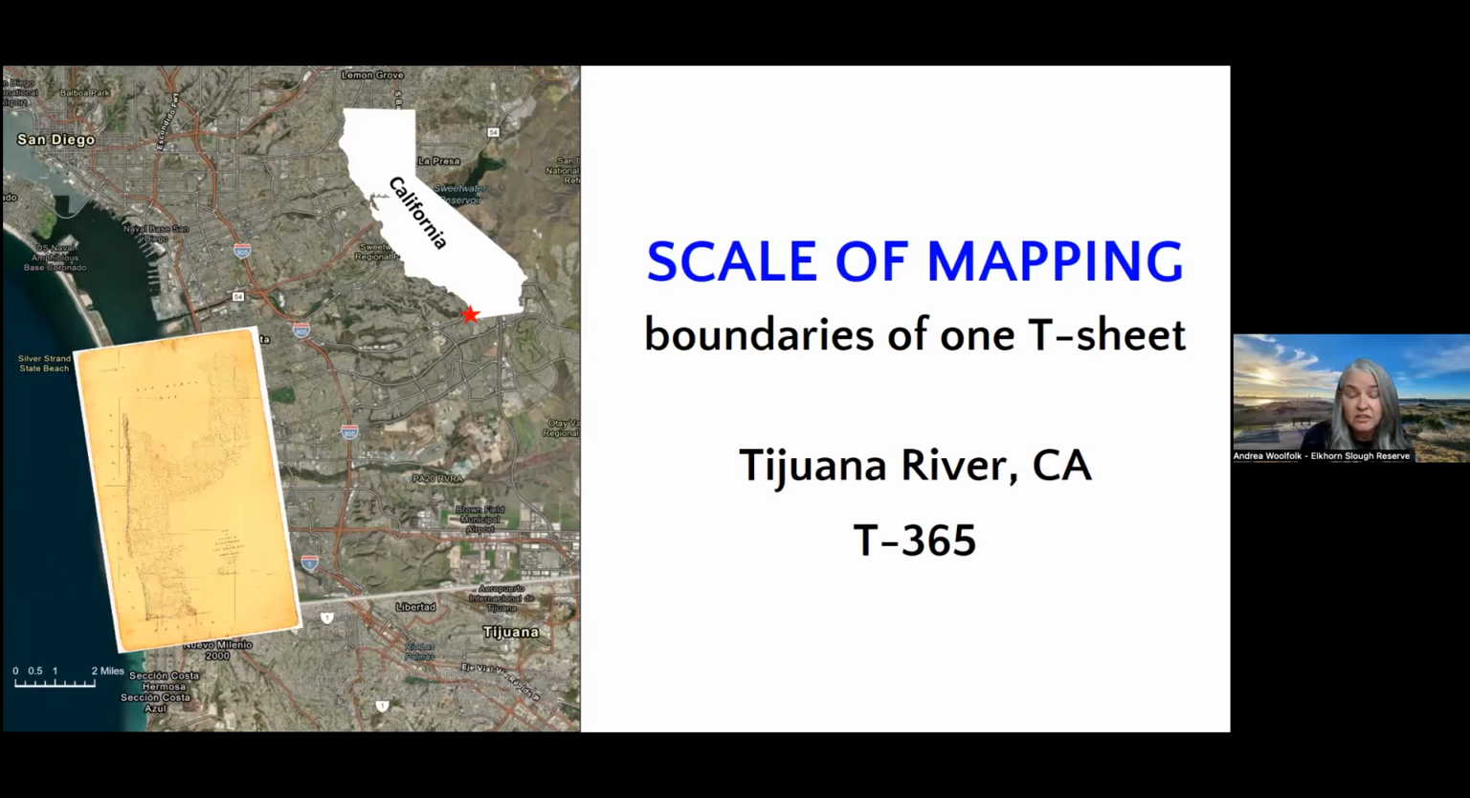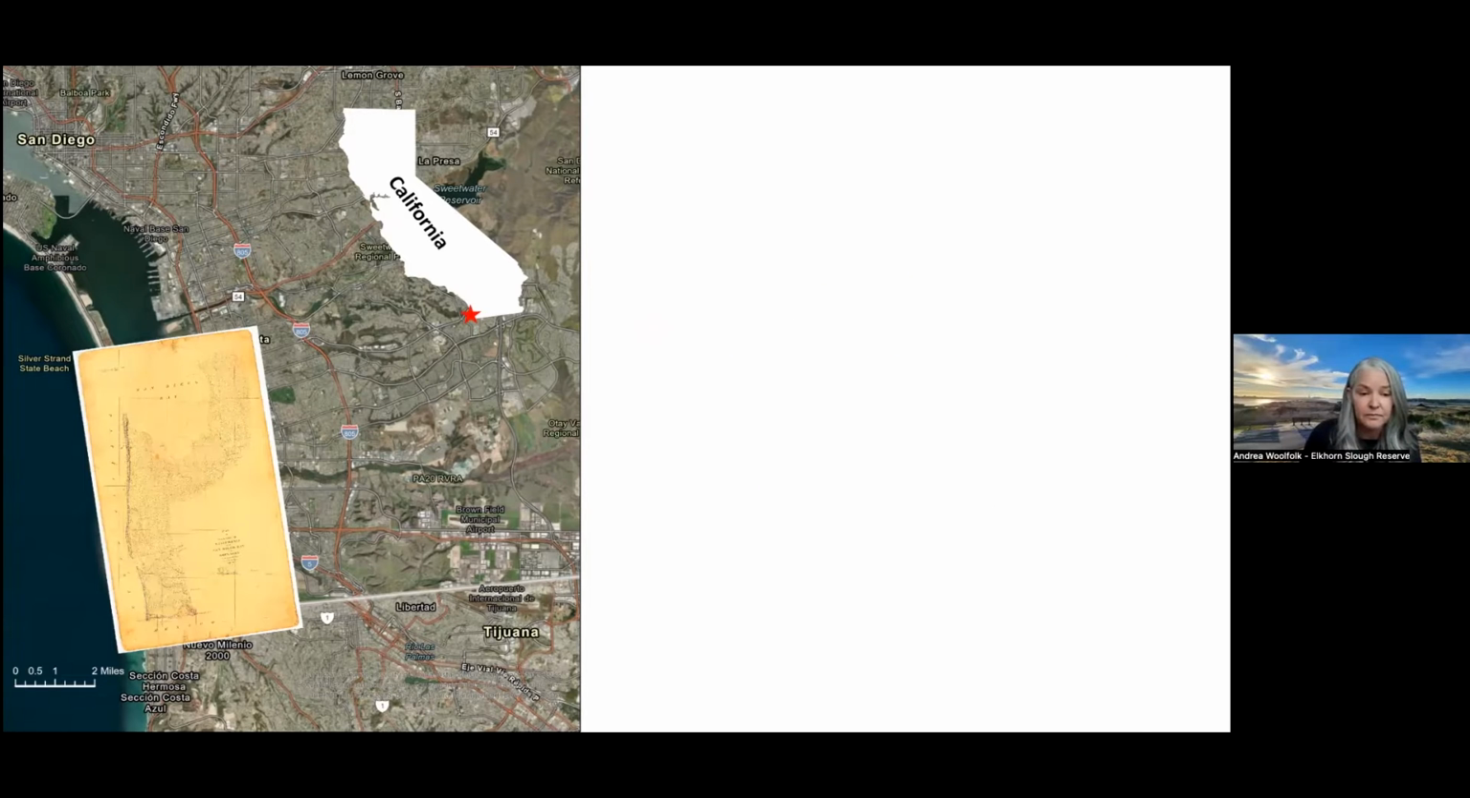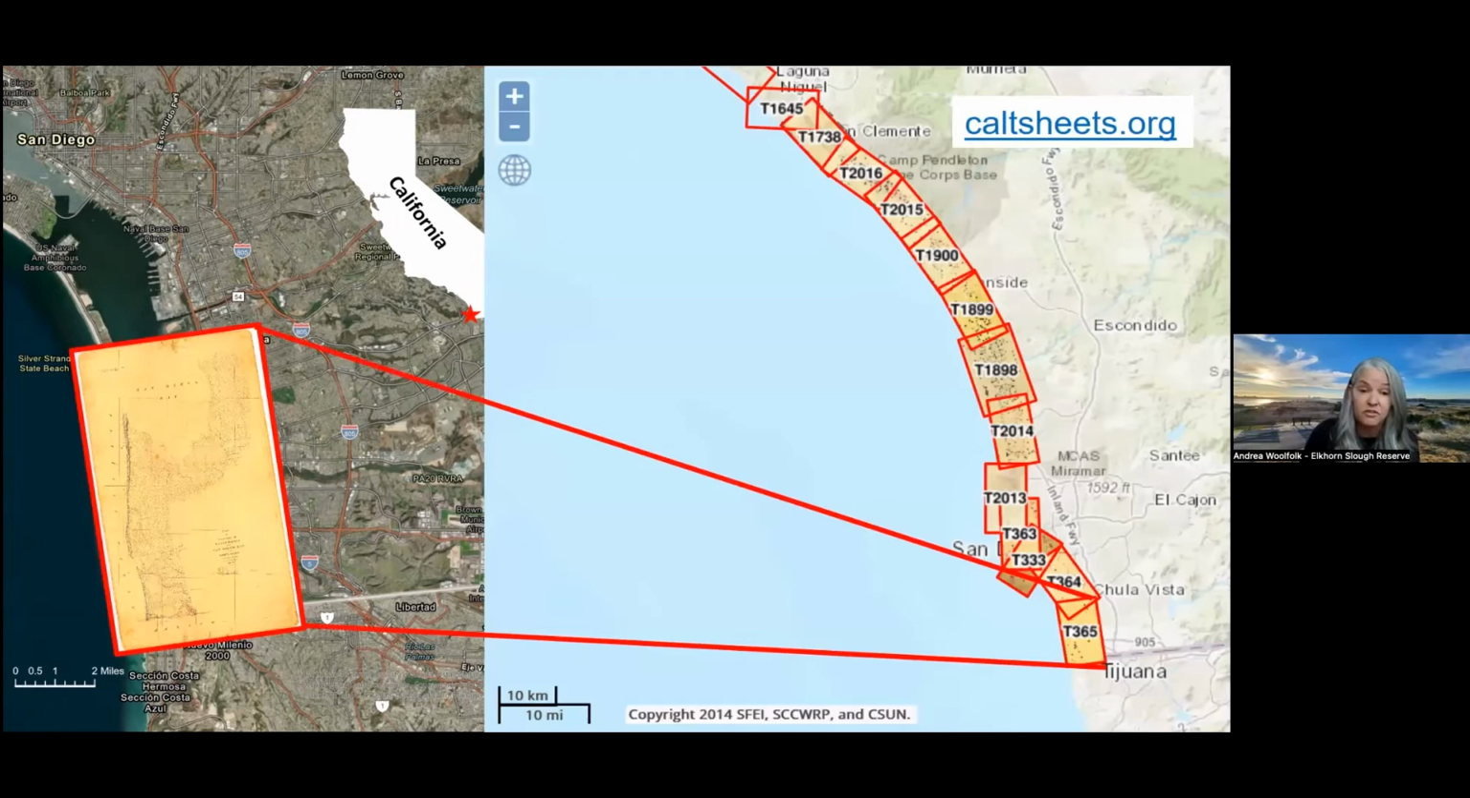Most T-sheets were mapped at a scale of 1 to 20,000 or 1 to 10,000 like this one. The T-sheet number that I have here is the T-sheet register number, because we'll refer to that again. Although each survey alone is relatively small, taken together, these T-sheets cover most or all of the US coastline. And here's a nice example of that from a great website, Cal Sheets, which was developed by the San Francisco Estuary Institute in collaboration with the Southern California Coastal Water Research Project. This is just San Diego County, but you get the idea of the total coverage of the coastline.